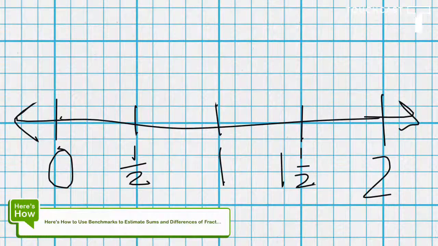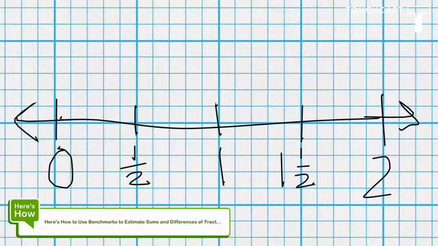Now, you may be wondering, how can benchmark fractions be used when operating with fractions? That's a very fancy way of saying, how can I use these friendly numbers that I know a whole lot about to help me add and subtract fractions? You know where 0 is on the number line. You know where 1 is. You even know a lot about half numbers. So, these benchmark numbers can be useful for comparing fractions.